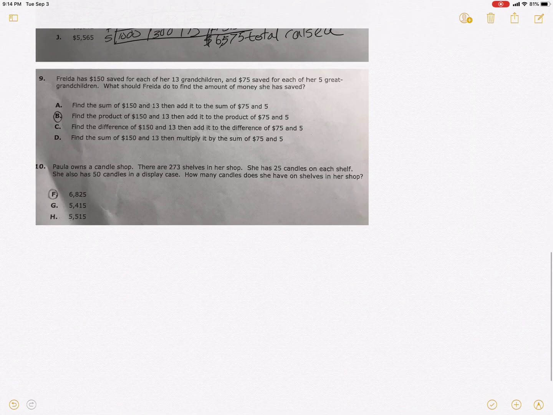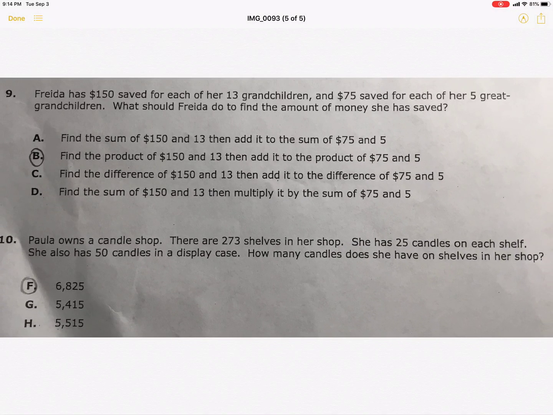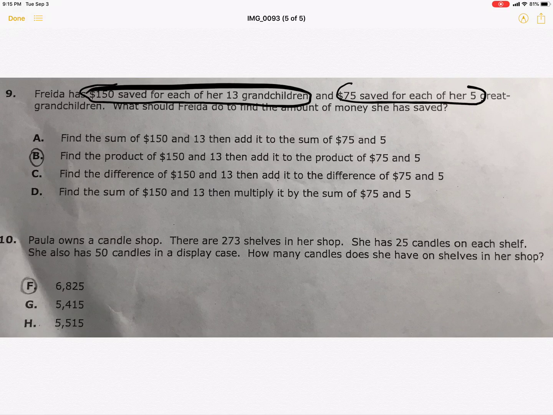All right, in the home stretch, number 9. Frida has saved $150 for each of her 13 grandchildren, and $75 saved for each of her 5 grandchildren. What should Frida do to find the amount of money she has saved? So what we have here is two equations, because we have 150 for 13 grandchildren, that's one question, and 75 for 5 great-grandchildren, and those two are going to add up.